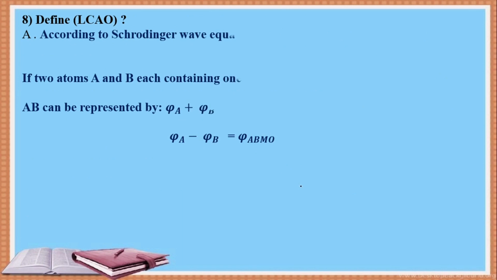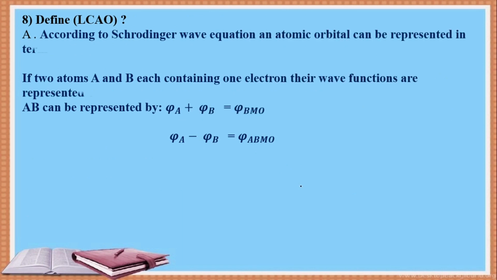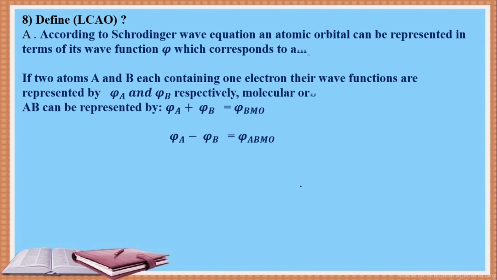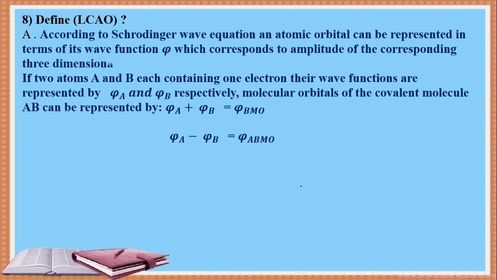Next, define LCAO. According to the Schrodinger wave equation, an atomic orbital can be represented in terms of its wave function psi, which corresponds to the amplitude of the corresponding three-dimensional electron wave. If atoms A and B each contain one electron, like one hydrogen atom and another hydrogen atom, the wave functions are represented by psi A and psi B. The molecular orbital of the covalent molecule AB can be represented as psi A plus psi B, which is the bonding molecular orbital, and psi A minus psi B, which is the anti-bonding molecular orbital.